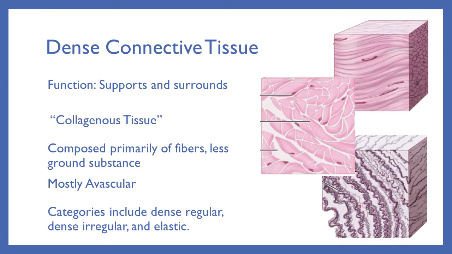All right. So loose connective tissue has some fibers, a lot of ground substance, great for packing. Dense connective tissue is going to be primarily fibers. It is there to support and surround. It is basically made up of collagen. And it's mostly avascular, meaning without blood vessels.